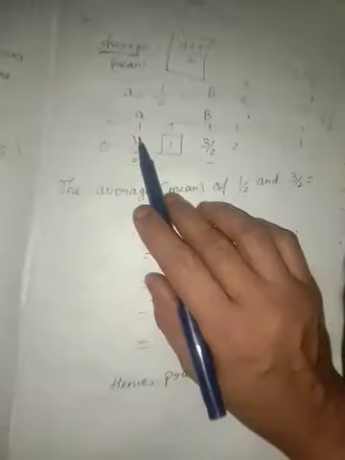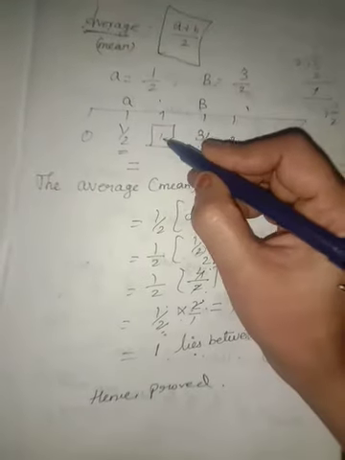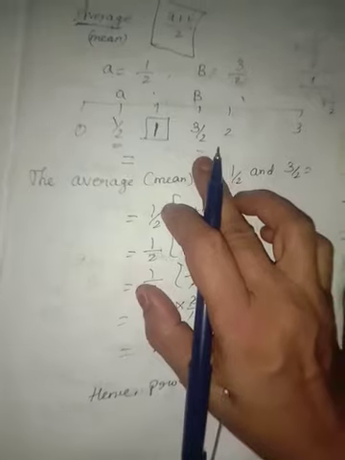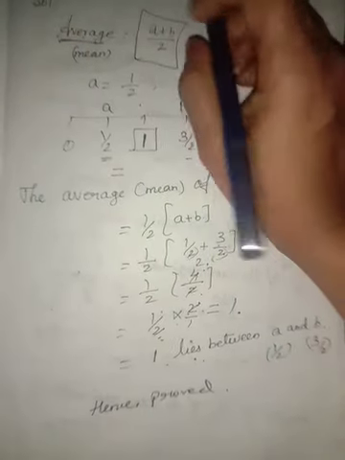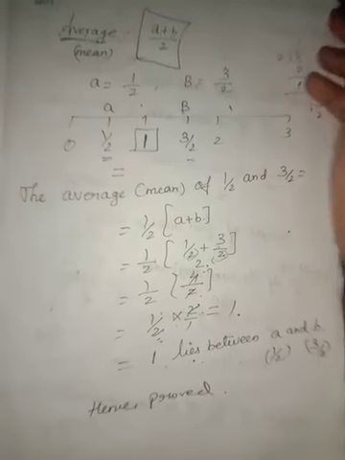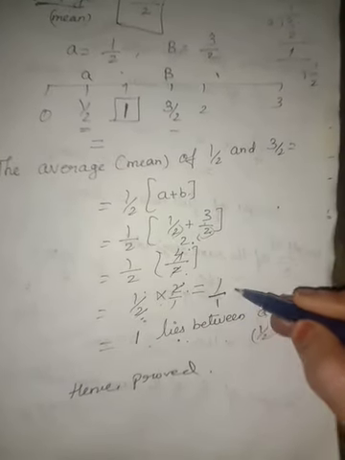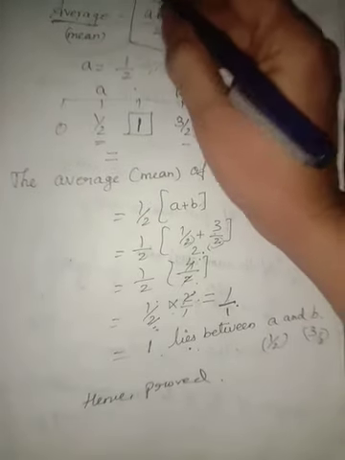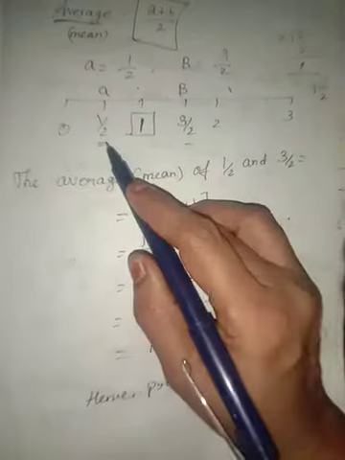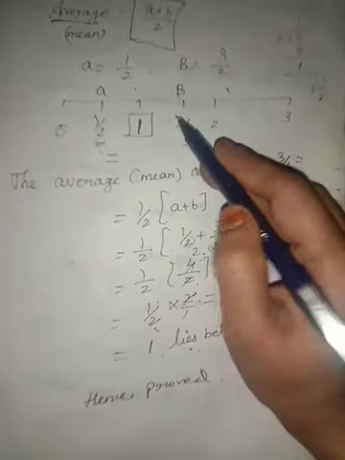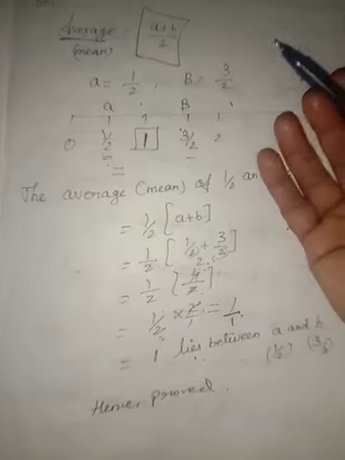Now look at the number line. The answer 1 lies between 1 by 2 and 3 by 2. So we have proved this statement. What is the statement? The mean of two rational numbers is a rational number. Yes, when we put 1 in the denominator, we get a rational number, and it lies between them. Yes, the answer 1 lies between 1 by 2 and 3 by 2. That is the answer.